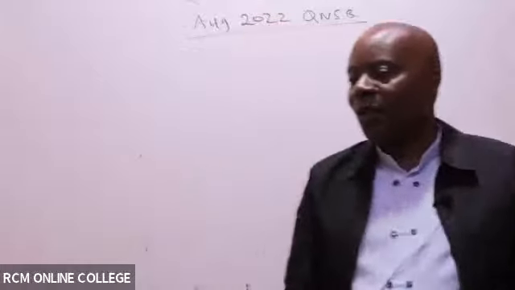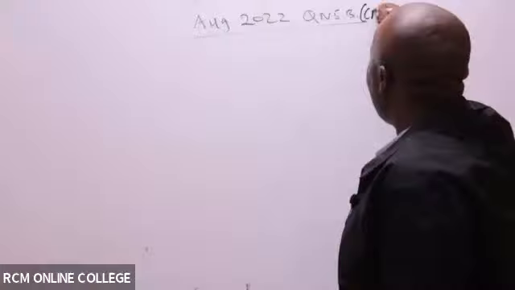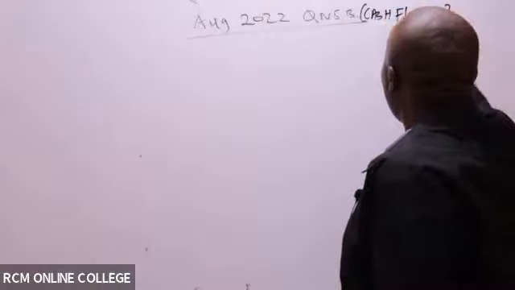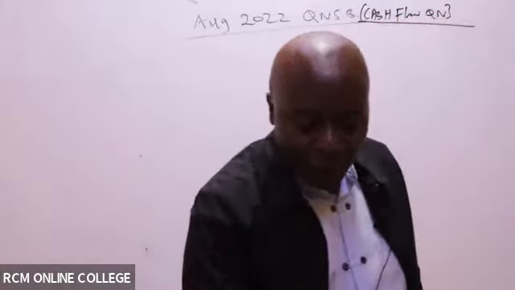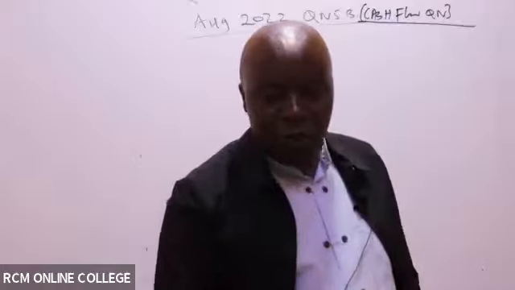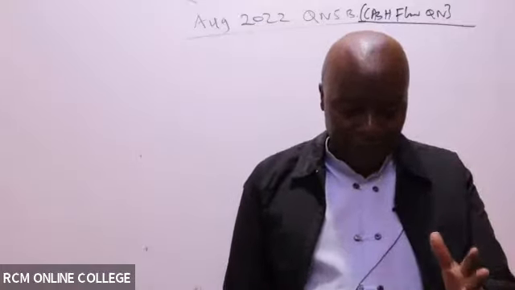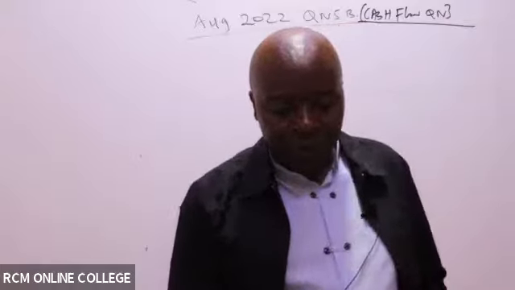This is August 2022, question 5b, which is a group cash flow question. Ladies and gentlemen, remember the moment you get a group cash flow question like this: W Group has owned a number of subsidiaries for several years. The following information relates to the financial statements of the group.